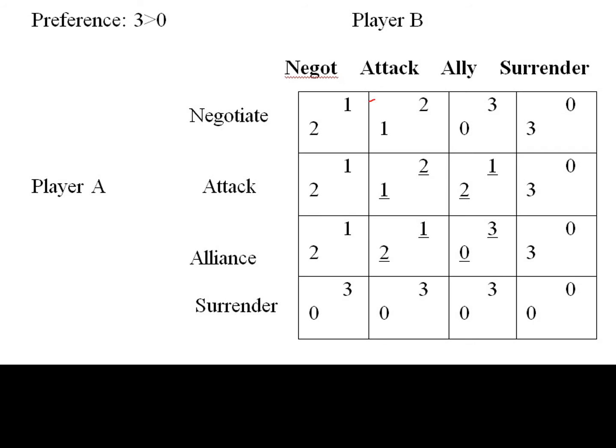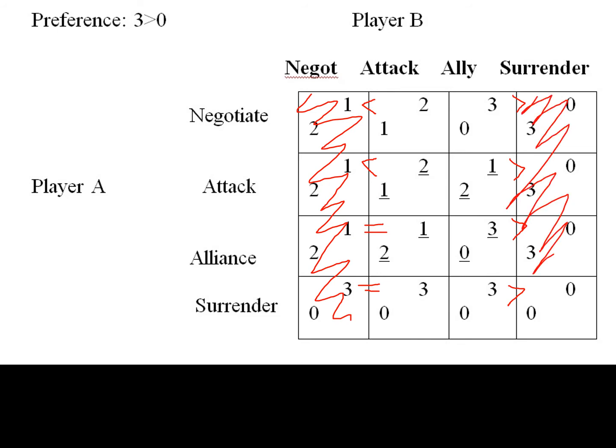So for player B, we could compare negotiate and attack. And we can see that 2 is better than 1, 2 is better than 1, 1 and 1 are the same, and 3 and 3 are the same. So player B would never choose to negotiate because the values in attack are equal or greater. We could also compare ally column versus surrender column, the two strategies of player B. And we could say that 3 is better than 0, 1 is better than 0, 3 is better than 0, and 3 is better than 0. So player B would never choose to surrender.